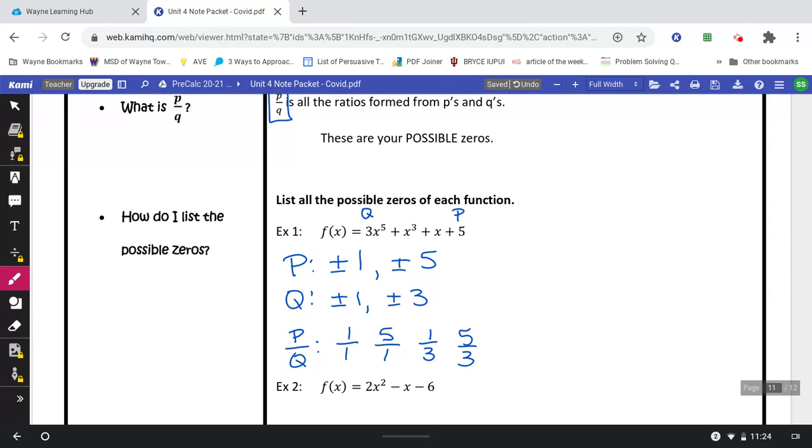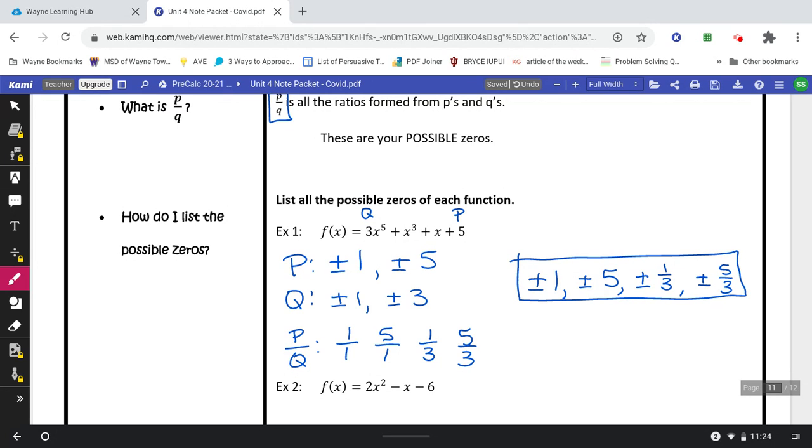Any numbers that divide out, go ahead and divide. So 1 divided by 1 is 1. So I'll just write plus and minus 1. 5 divided by 1, 5. 1 divided by 3, just leave it as a fraction, 1/3. Same with 5 divided by 3, leave it as 5/3. That is our list of potential answers. Notice there are 8 numbers on that list, 4 numbers with a plus and a minus sign, giving you a total of 8 possible answers.